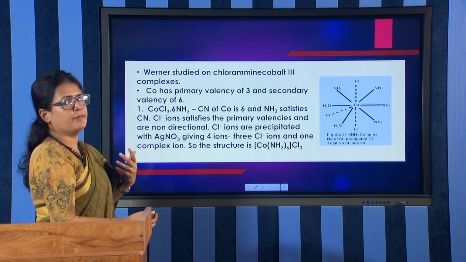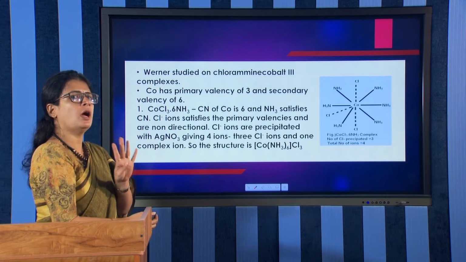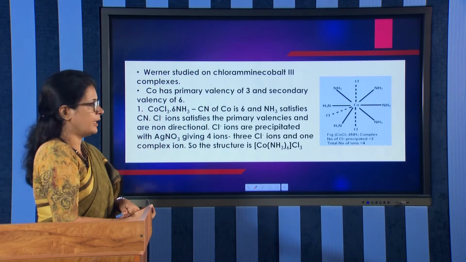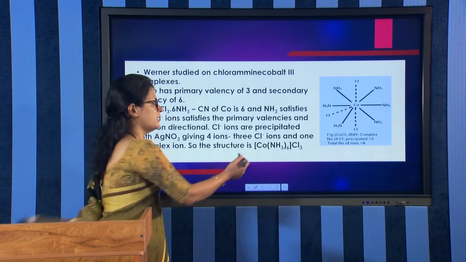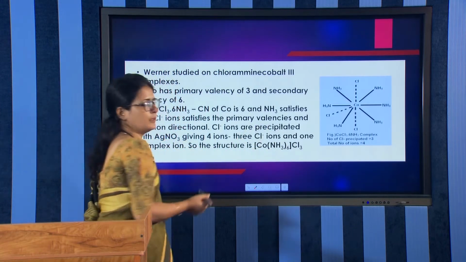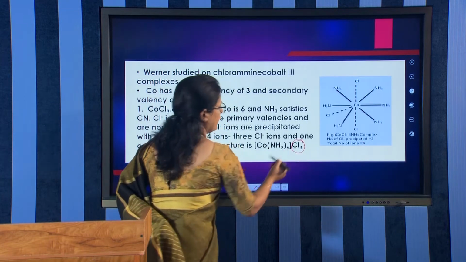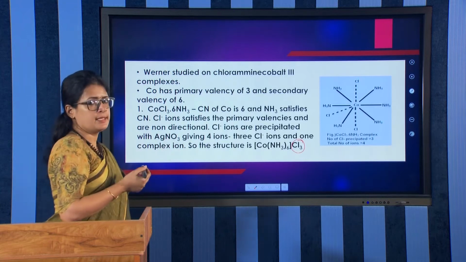It is not having any chloride ion, so it will not give precipitate. On the whole, 4 ions will be there, 3 will be precipitated on the addition of silver nitrate. So, the structure he deduced was like this: Co(NH3)6 Cl3. Since these 3 Cl, they will be precipitated by the addition of silver nitrate as silver chloride.